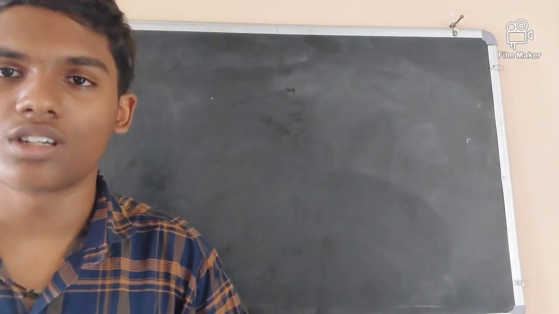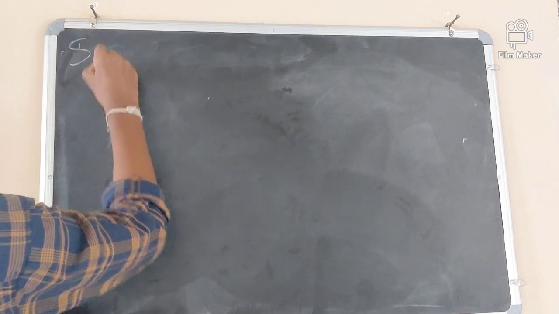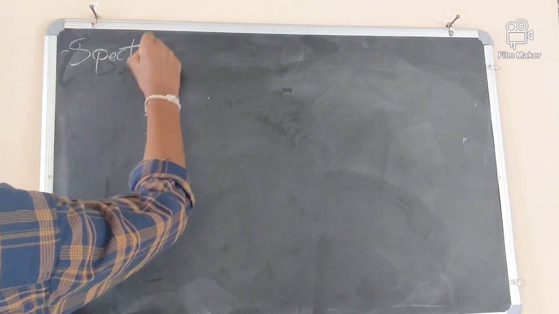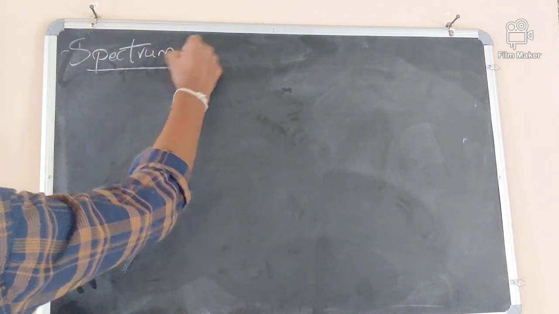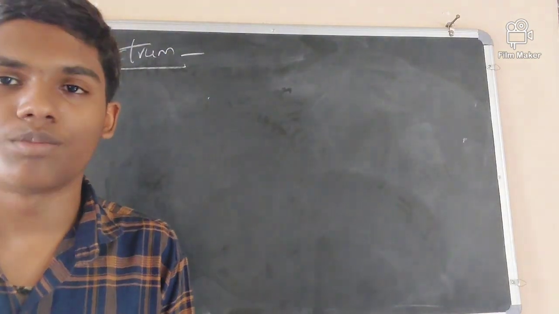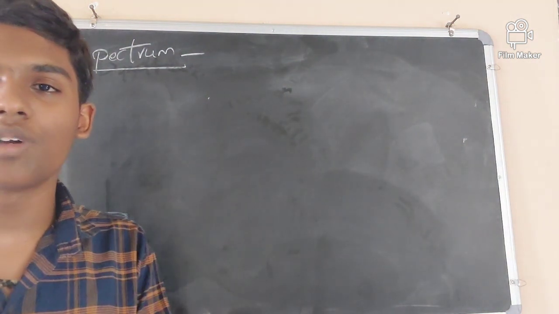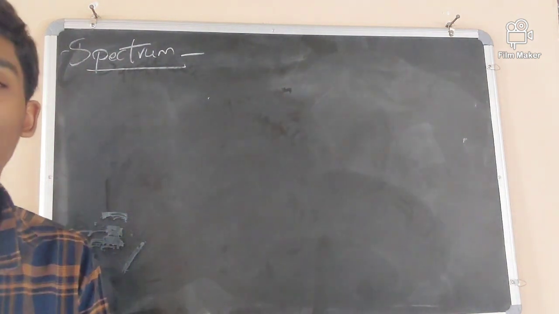Today we are going to continue our topic, class 11 chemistry, atomic structure, chapter 1. Before, in the last class, we discussed up to stopping potential. Now we discuss a new topic, spectrum. First of all, what is meant by a spectrum? A spectrum is an orderly arrangement of wavelengths. That is called a spectrum.